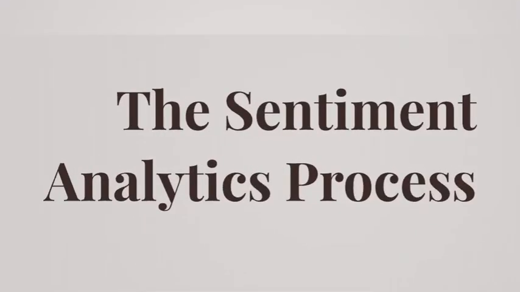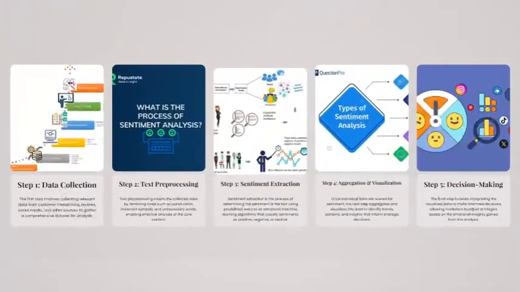Now, we will study the sentiment analytics process. The sentiment analysis process goes in five different steps. These steps are data collection, text pre-processing, sentiment extraction, aggregation and visualization, and finally, the last and most important step, decision making.